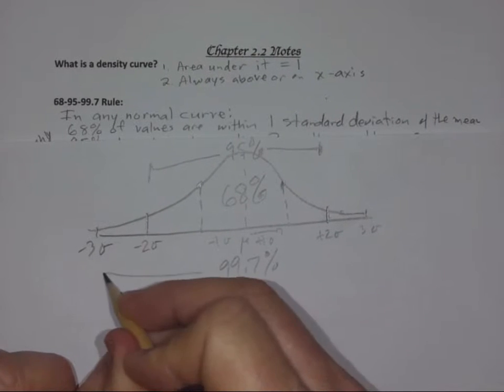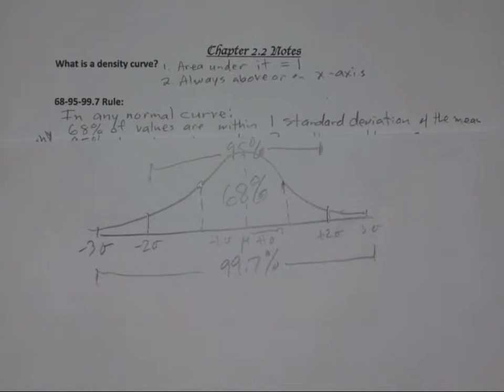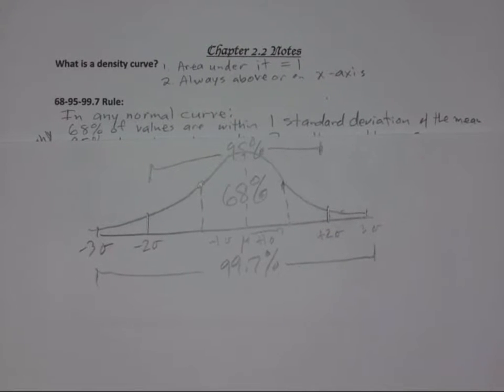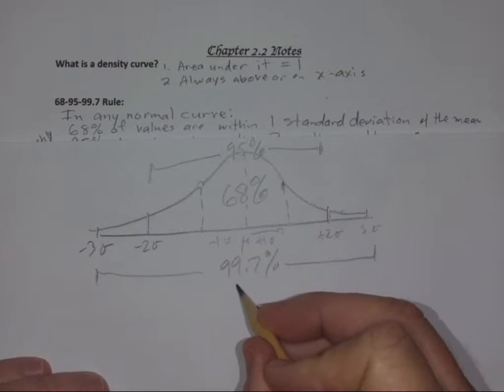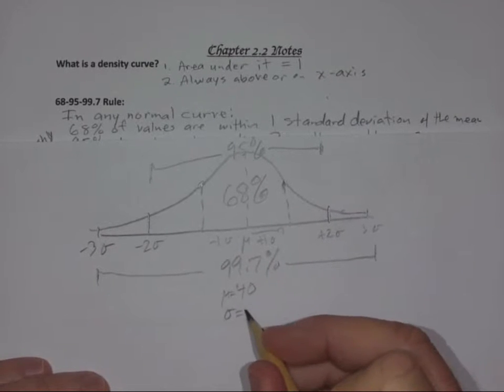So whenever you have a normal model, it is extremely rare to get something that's 3 standard deviations below the mean or 3 standard deviations above the mean or more unusual. It happens well less than 1% of the time, and that's going to be an important fact for us. When someone claims something is very normally distributed, let's say the weights of these animals, with a mean of, let's say, 40 pounds, so our mu is 40, and let's say our standard deviation is equal to 10.